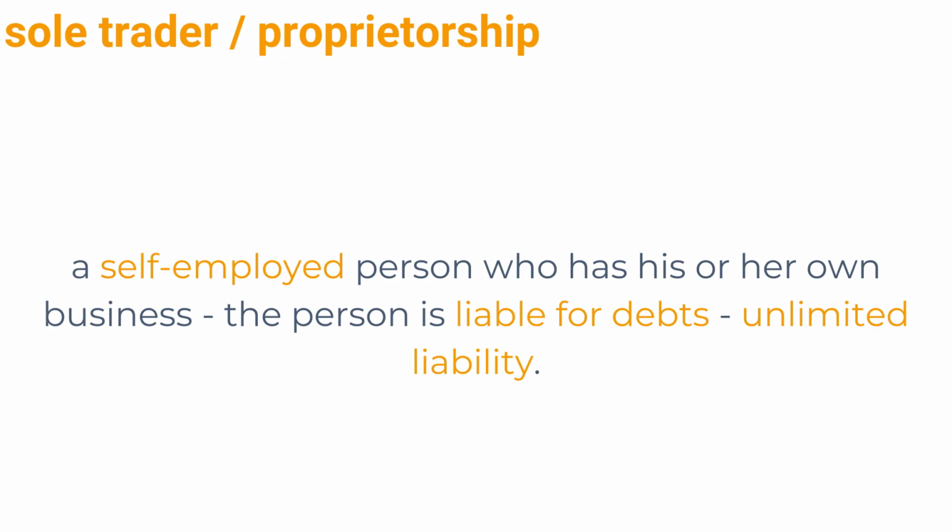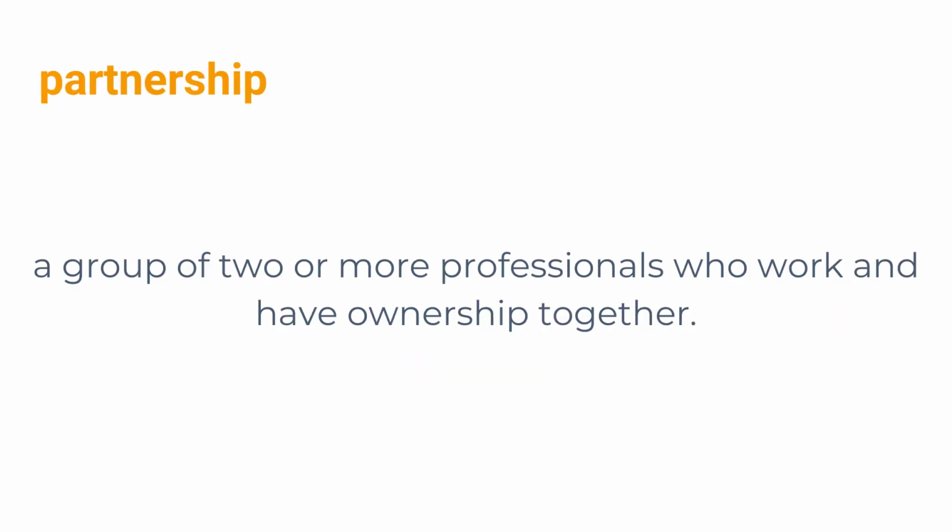So a sole trader or proprietorship is a self-employed person who has his or her own business. Now, what's important here is the person is liable for the debts of the company. So personal debts and company debts are more or less intermingled, and the person is responsible for both lots of debts. And the person has, and this is not limited, it's unlimited liability.